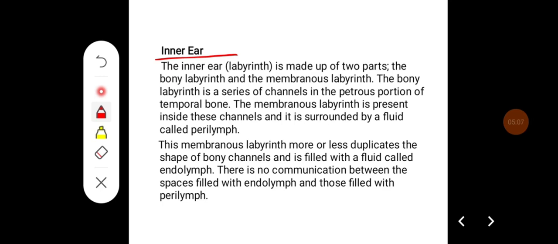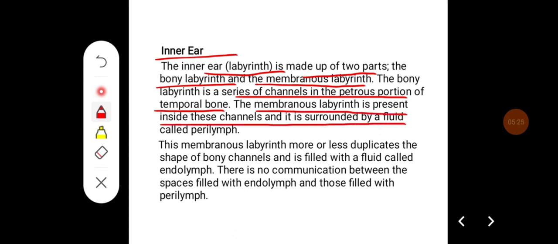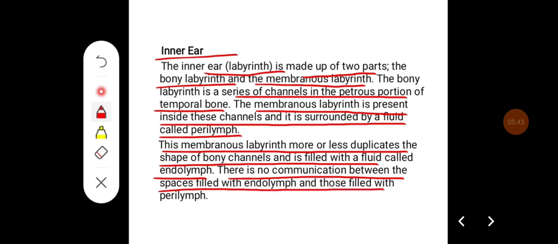The inner ear, also called the labyrinth, is made up of two parts, the bony labyrinth and the membranous labyrinth. The bony labyrinth is a series of channels in the petrous portion of the temporal bone. The membranous labyrinth is present inside these channels and it is surrounded by a fluid called perilymph. This membranous labyrinth more or less duplicates the shape of the bony channels and it is filled with a fluid called endolymph. There is no communication between the spaces filled with endolymph and those filled with perilymph.